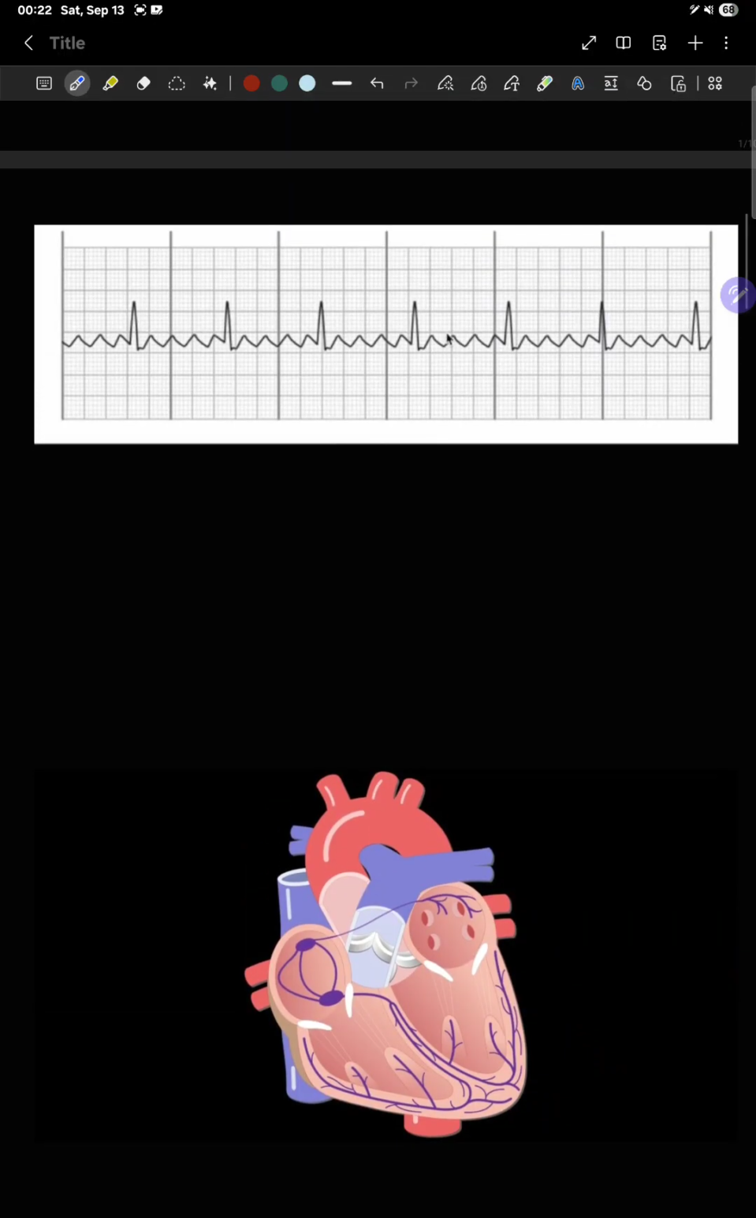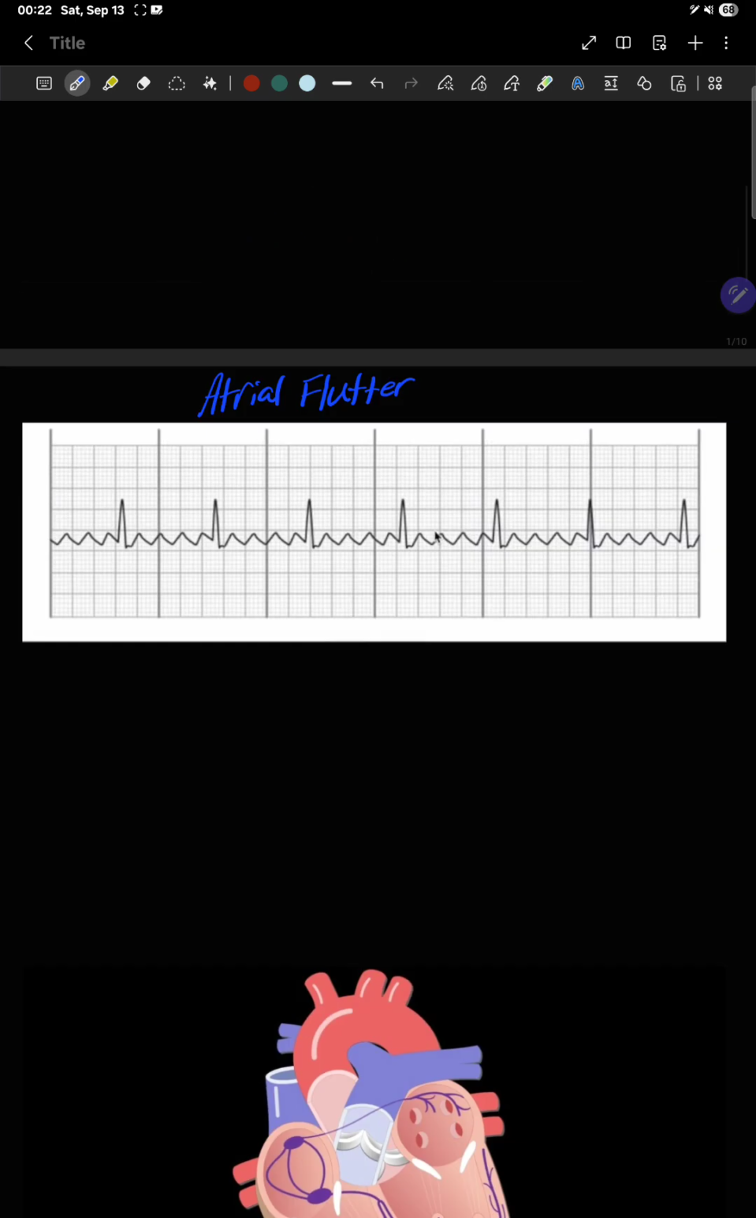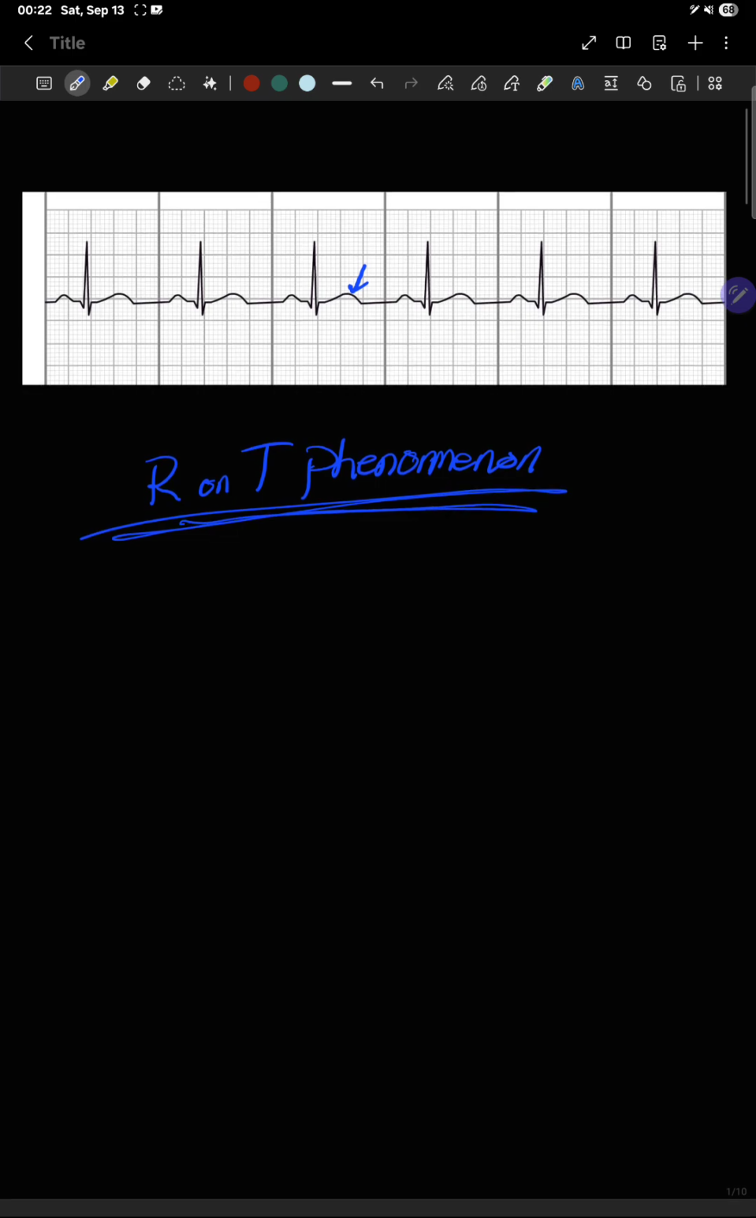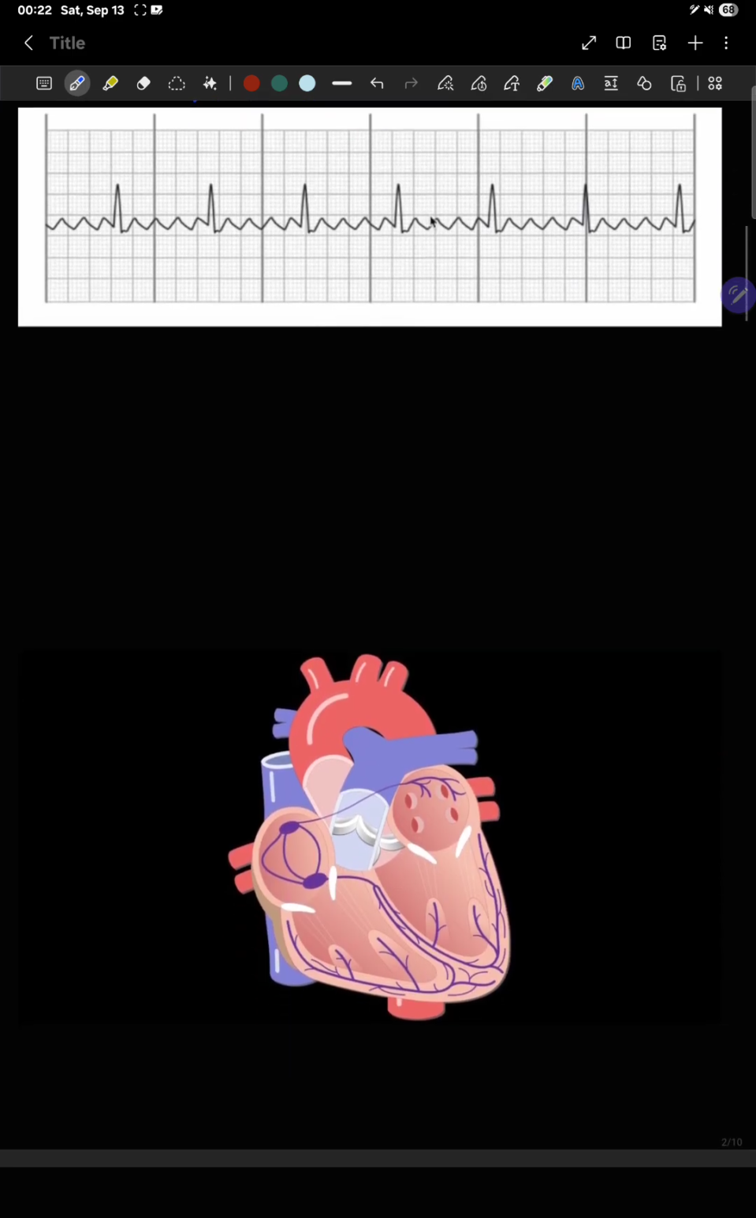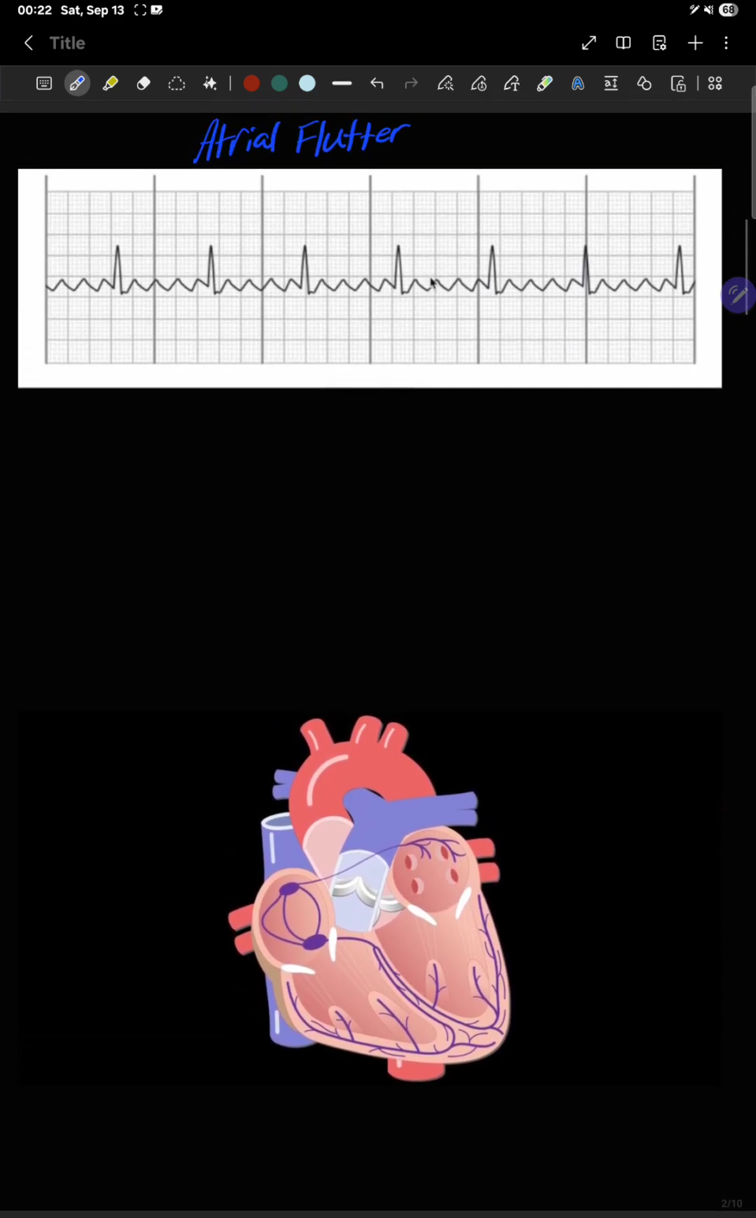Hey guys, we're going to go over atrial flutter. As you can see here, I have a 6-second strip, and it obviously looks abnormal compared to this one. So what is a flutter?